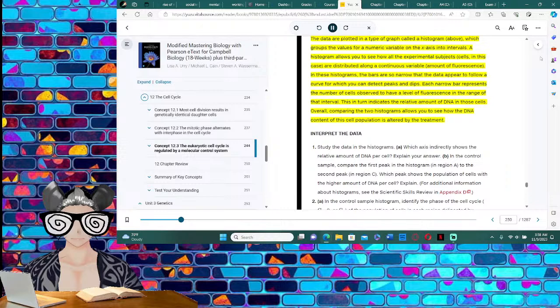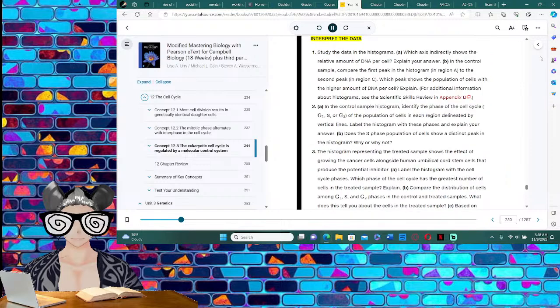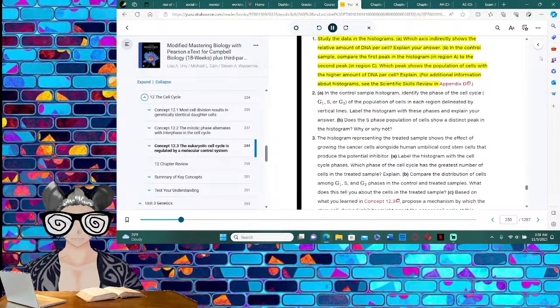Each narrow bar represents the number of cells observed to have a level of fluorescence in the range of that interval. This in turn indicates the relative amount of DNA in those cells. Overall, comparing the two histograms allows you to see how the DNA content of the cell population is altered by the treatment. Interpret the data.